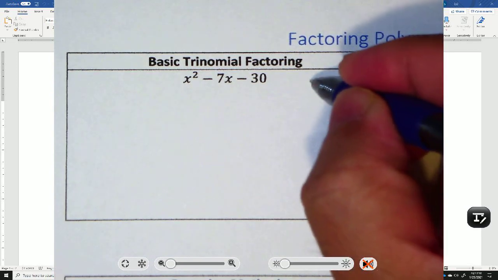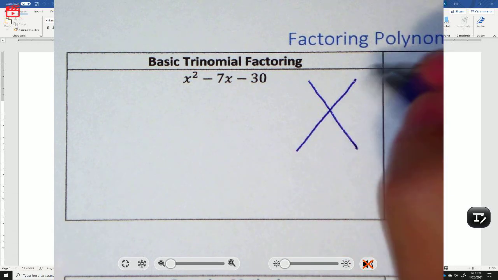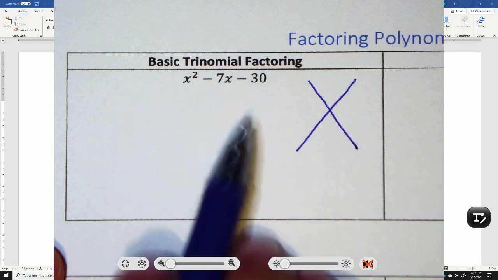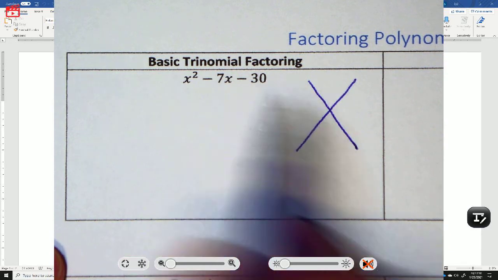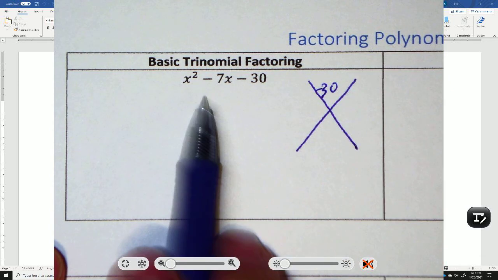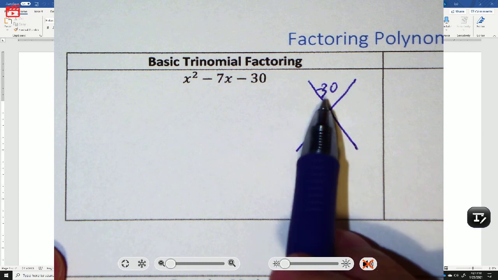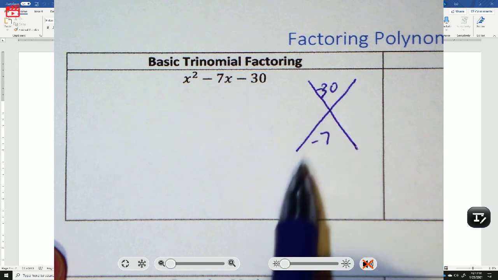So, some people are still having difficulties with this, but most of you got this. Those people who are having some difficulties, here's a way to organize your information. So you've got negative 30. You're going to put that in the top of this little x, and you're going to put negative 7 in the bottom of this little x. And what you're doing here is saying, what are the factors of negative 30 that combine to make negative 7?